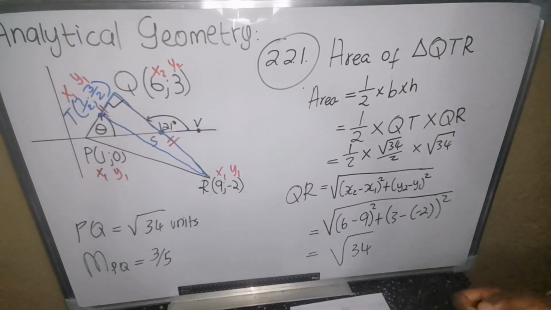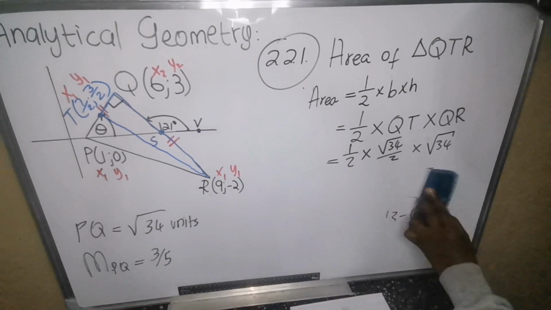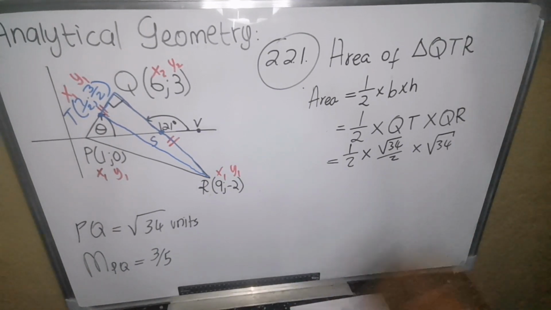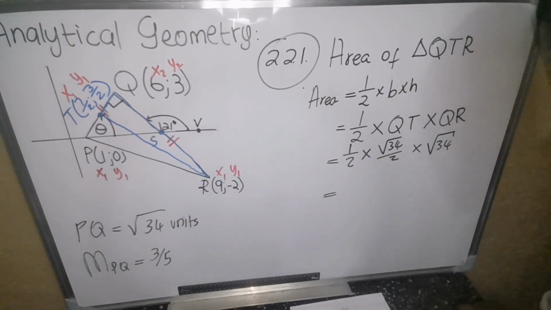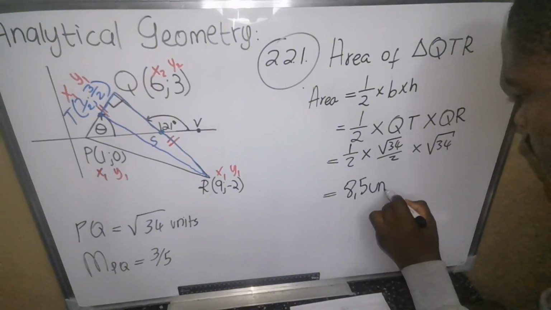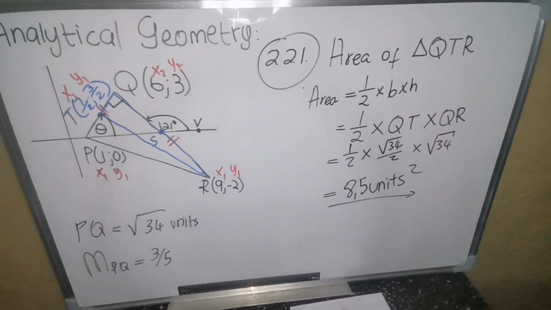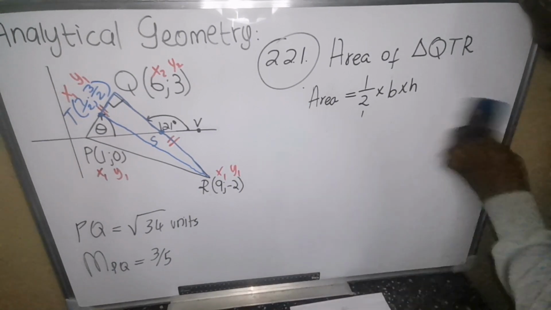Thank you. So for the area, I'm done with calculations. I'm just finishing everything off. Now the area here is going to be 8.5 units squared. This is the area for triangle QTR. I hope we are all clear on that one.